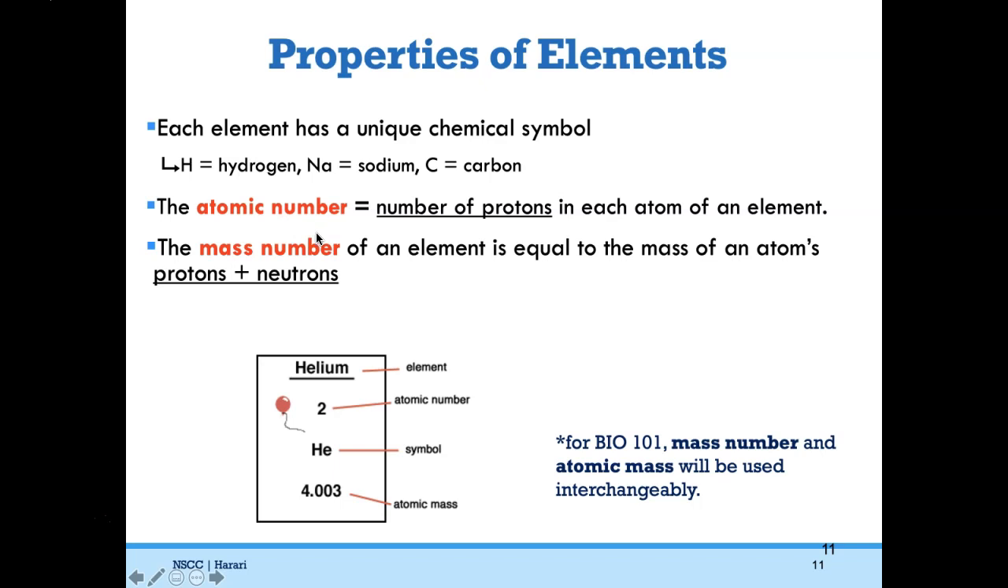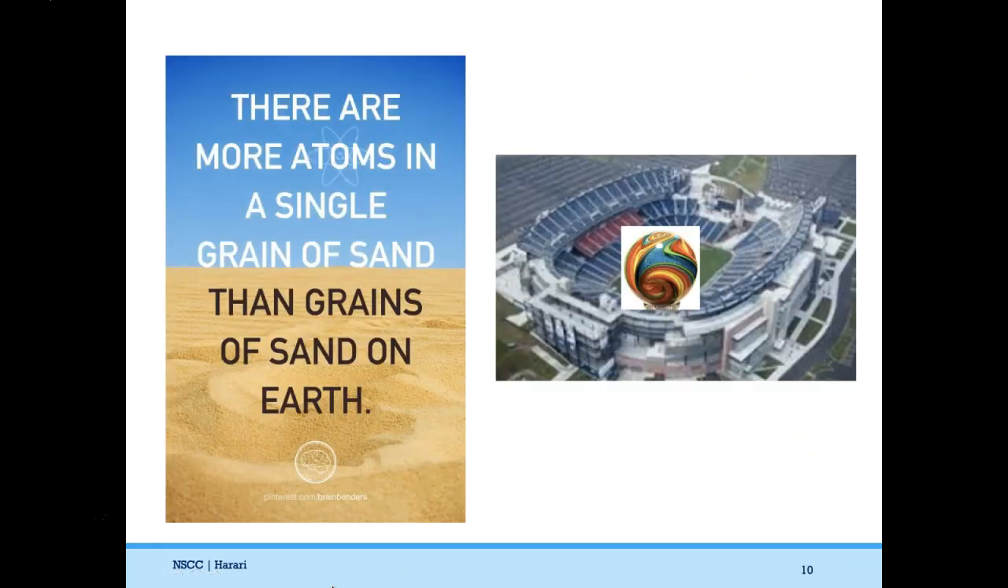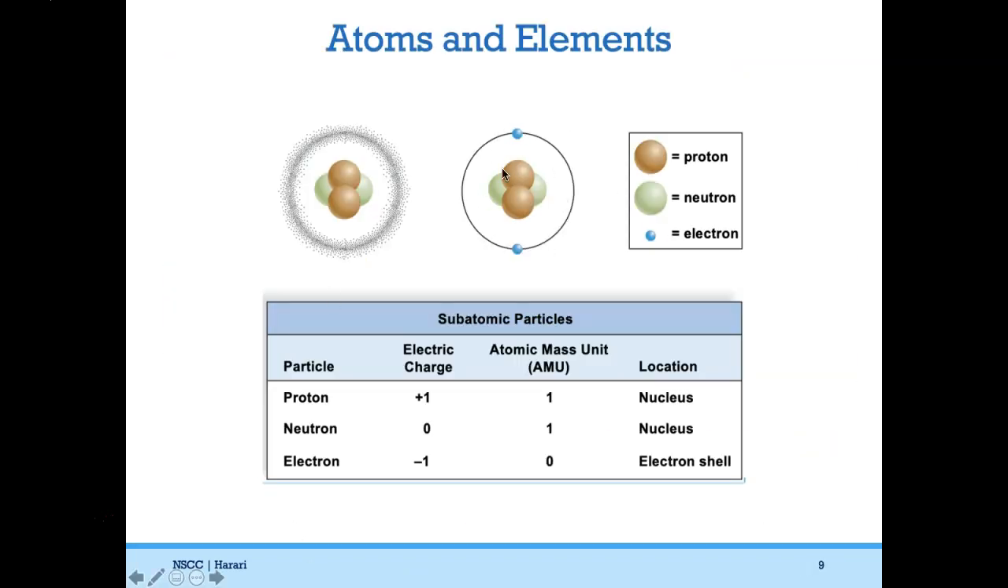The mass number of an element is equal to the mass of an atom's protons and neutrons together. And remember, a proton and a neutron are each one atomic mass unit. So the mass number is equal to the number of protons plus neutrons. You can also think of the mass number as the mass of the nucleus. What's inside the nucleus? So let's look at this example of helium. That was actually the atom we saw on the previous page. This is a helium atom because it has 2 protons and 2 neutrons and 2 electrons.